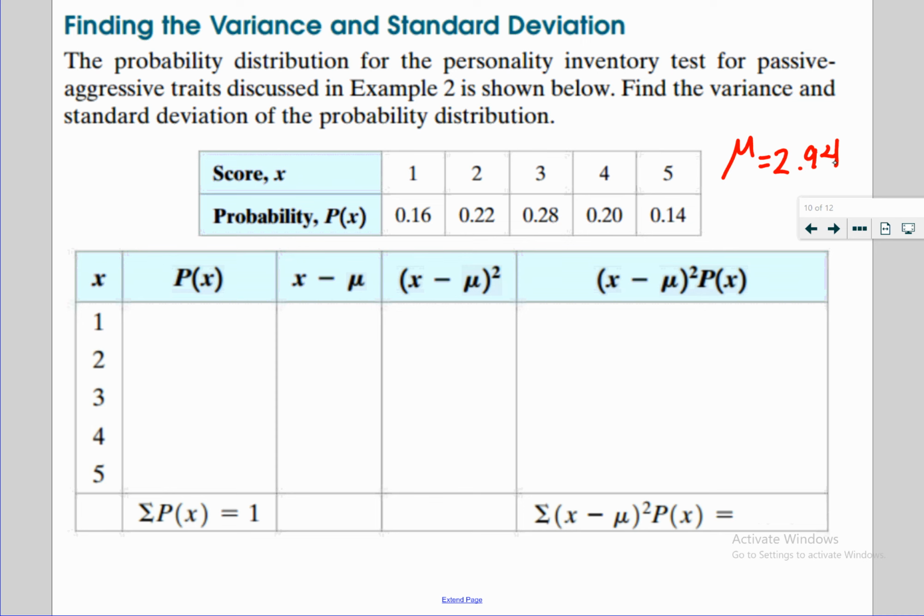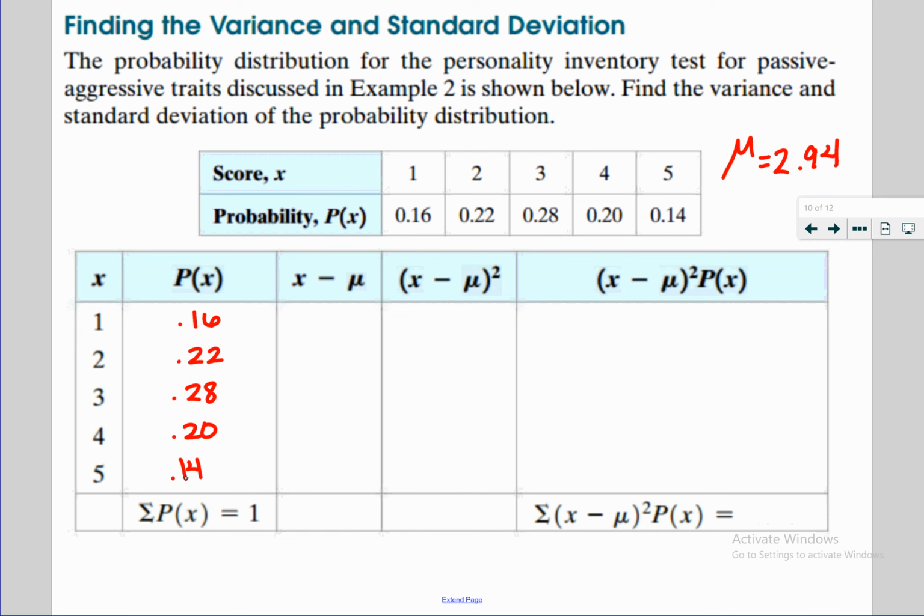All right, let's fill in a couple things. So I've got my x's, I have my probabilities, 0.20 and 0.14. And then it says at the bottom, sum of the probabilities equals 1. So that's always something that we can check as we go, to make sure we don't go too far without having a mistake in our work.